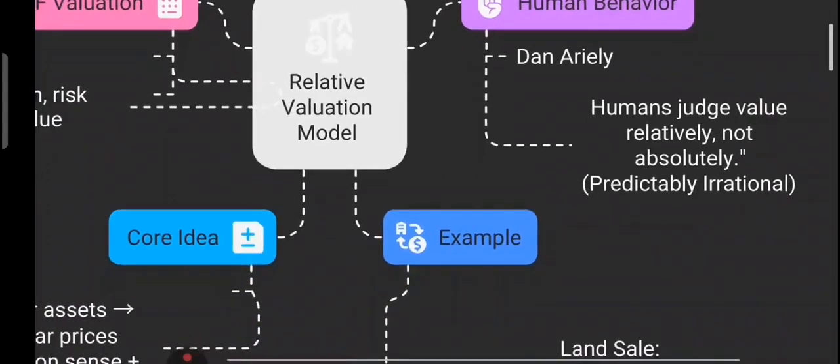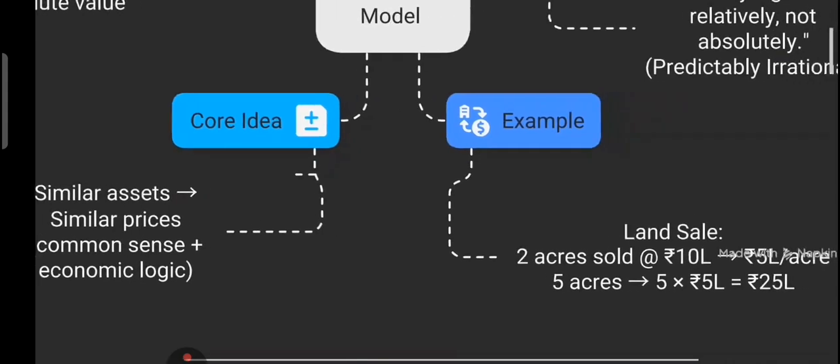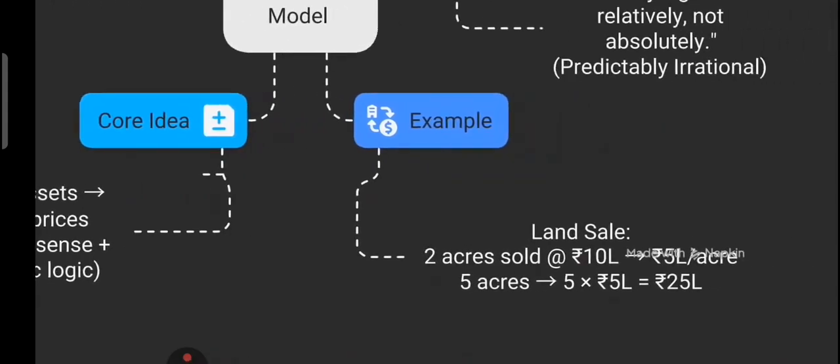So what is the core idea? The core idea is that if two assets are similar, they should have similar prices. Simple common sense mixed with economic logic. One example is given for easy understanding.